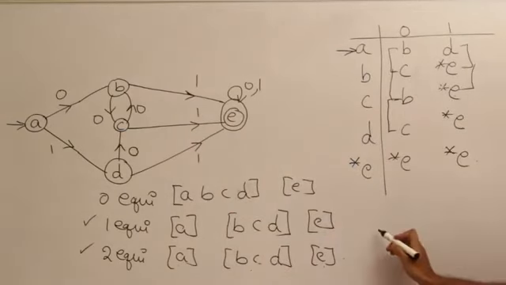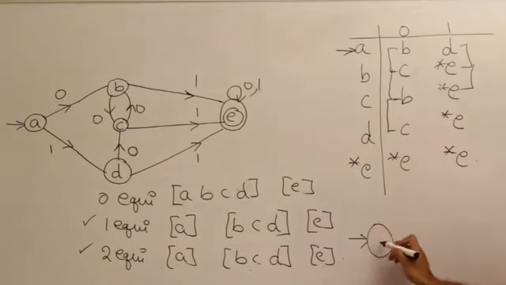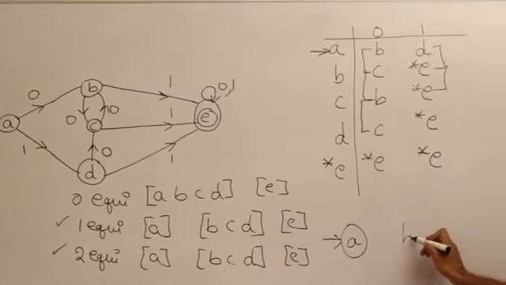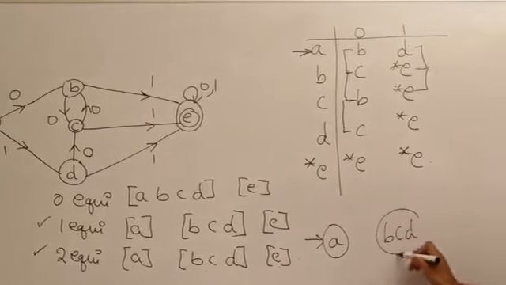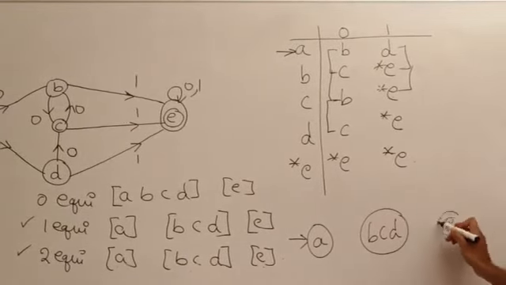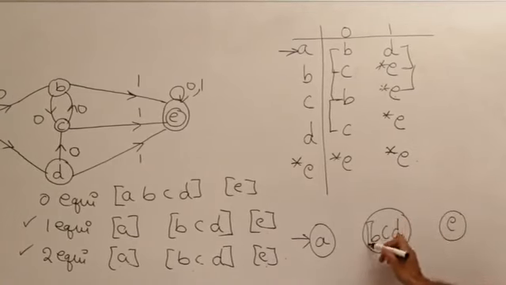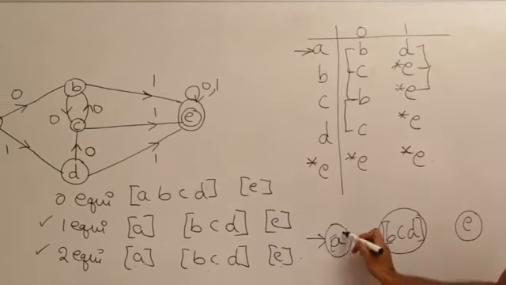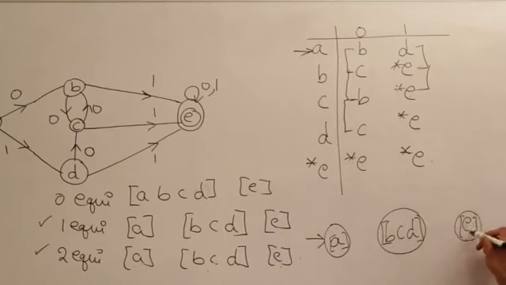So it looks like this: A, B, C, D and E. We have only three states. A is one state, B, C, D are one state, and E is one state.